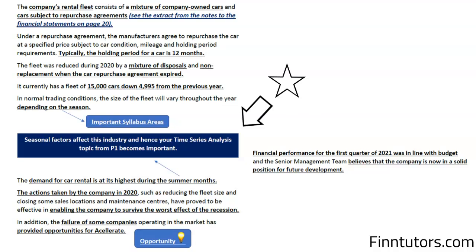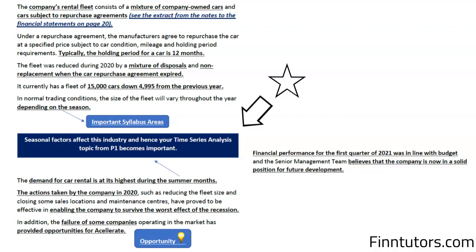In normal trading conditions, the size of the fleet will vary throughout the year depending on the season. In normal conditions, the size of the fleet has to vary, which means in summers you might have more cars, in winters you dispose of some cars. Why? Because this industry is significantly affected by seasonal factors. So if seasonal factors are being discussed over here, then your concept of the time series analysis, which is part of your P1 syllabus, becomes very, very important here. So seasonal factors are important, and hence time series analysis will be a concept that you must clearly know.